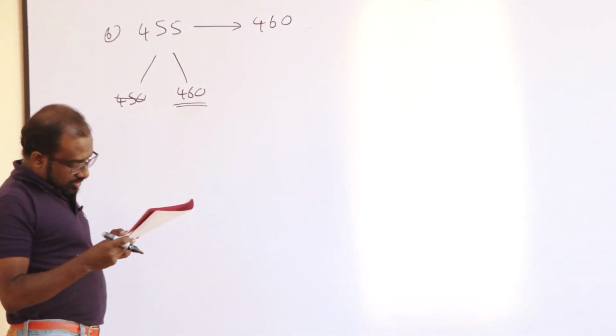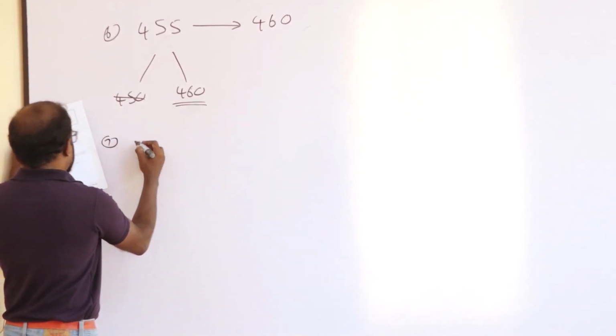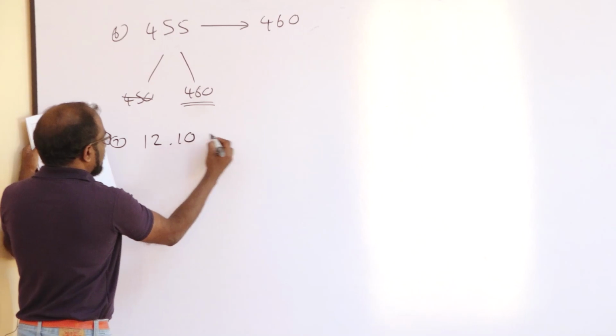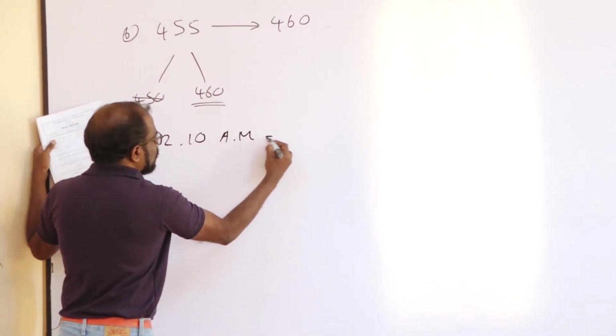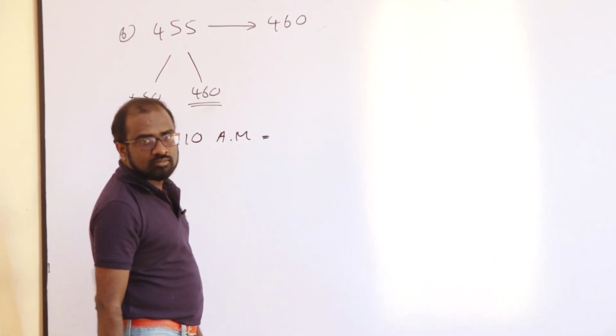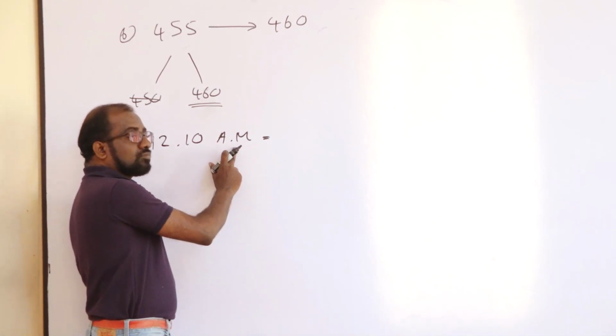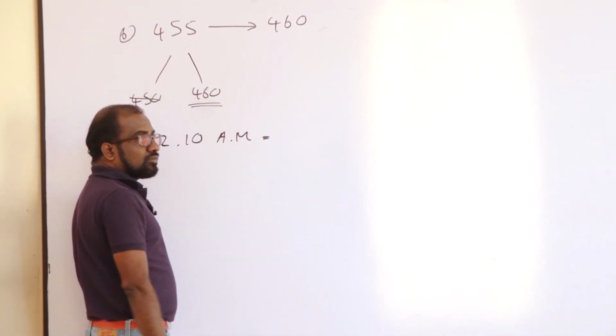Next one, 12:10 a.m. You are asked to write it in the standard form. Standard form is the 24-hour clock. So how can you write this one? a.m. is early morning.